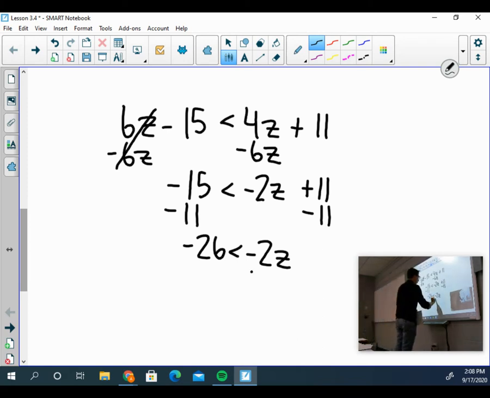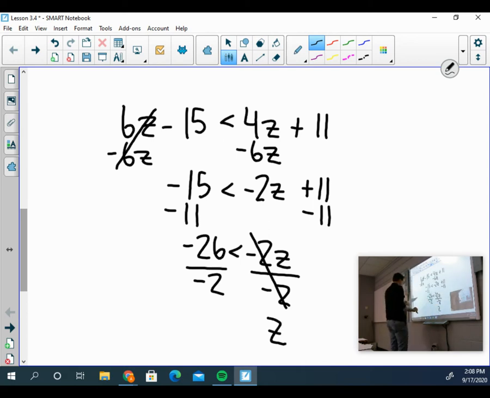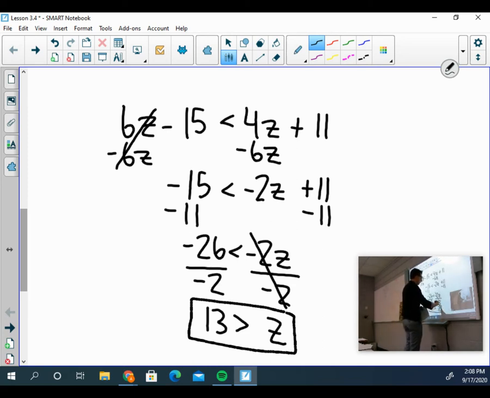Final step here, I'm going to divide both sides by negative 2. And on the left side, my negative 2's cancel, leaving me with z. Negative 26 divided by negative 2 gives me 13. But I divided by a negative, so my sign needs to flip, leaving me with 13 is greater than z.